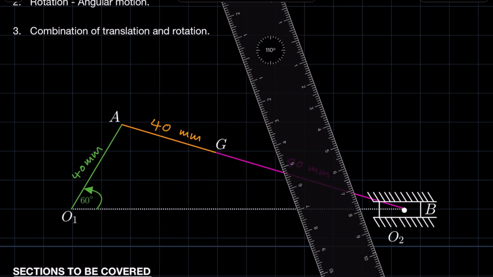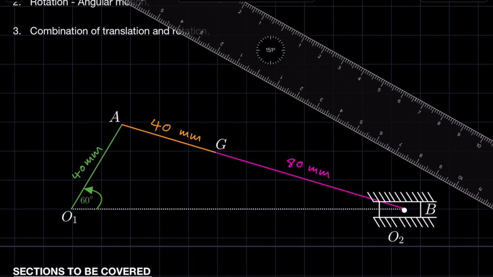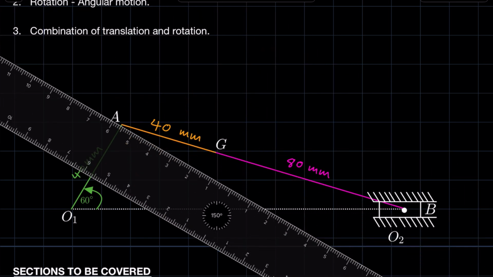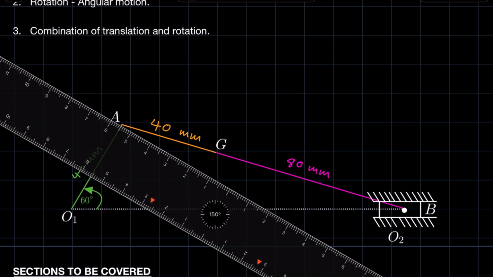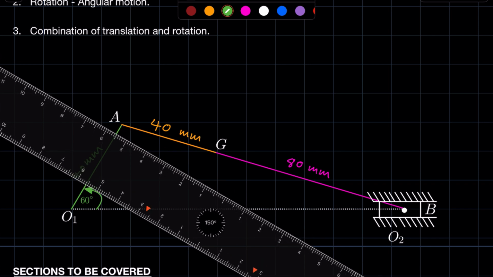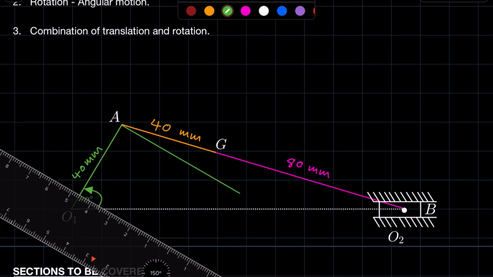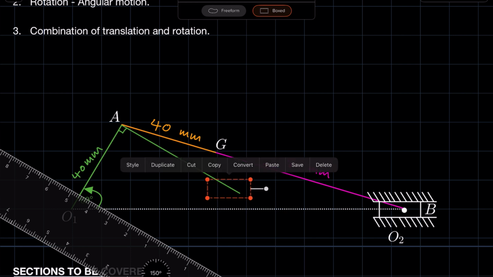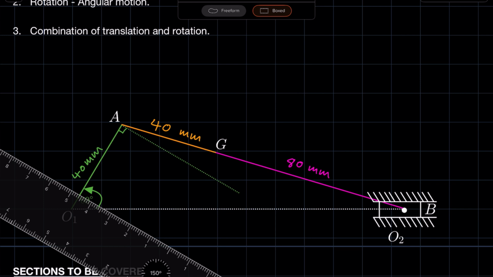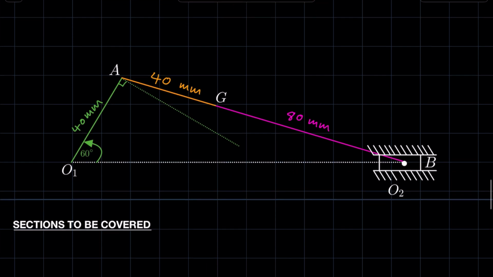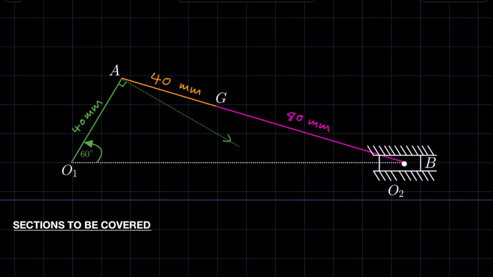Now, I'm going to measure 150. If we draw a line here, this line being perpendicular to the link represents, let's make this dotted, the dotted line represents how we would draw the direction of the tangential velocity of the crank OA.